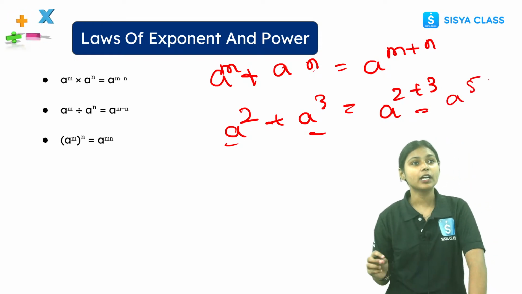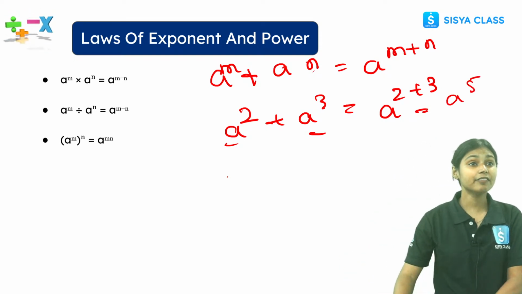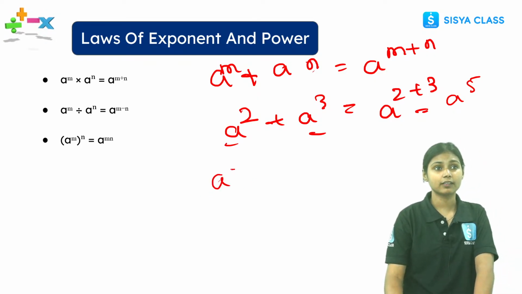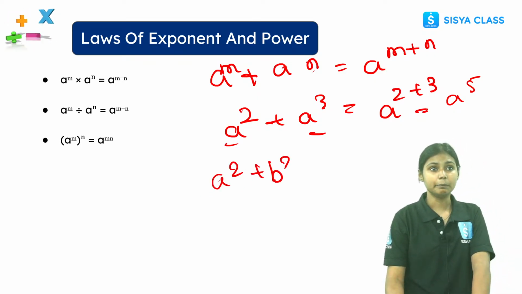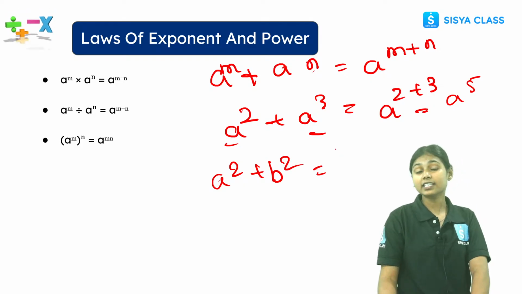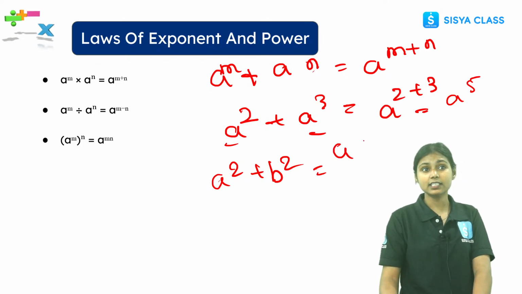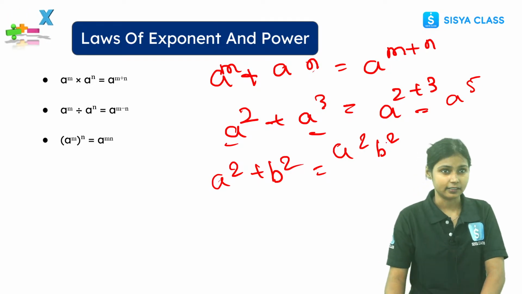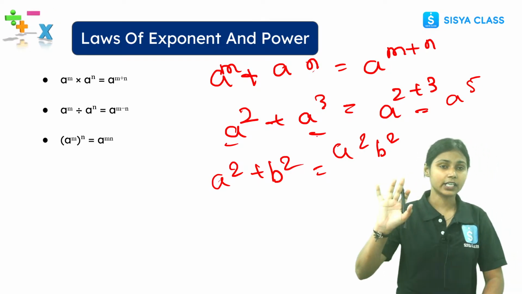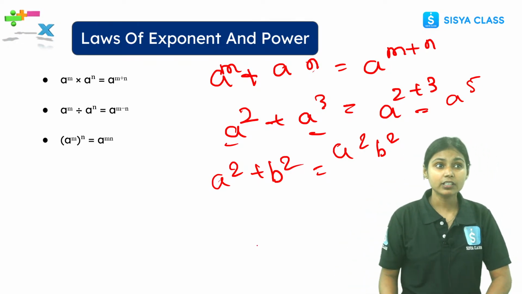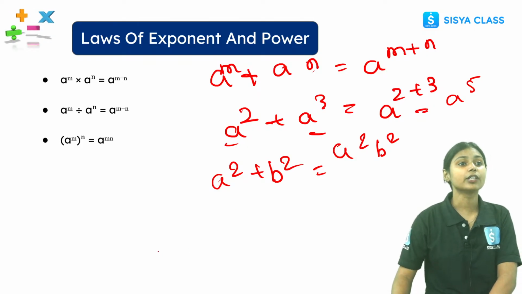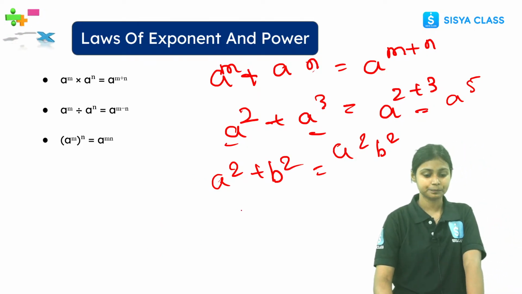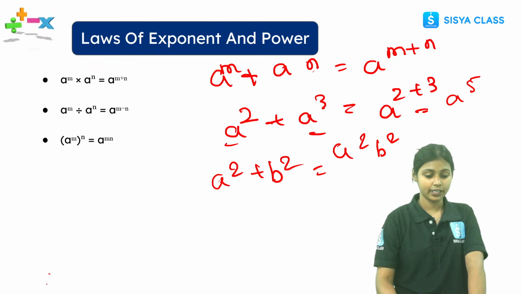So that's how we are going to do whenever the variable is same. Let's suppose if the variable is different, for example a squared plus b squared, then in this case what are we going to do? Can we add this a squared plus b squared? No, we can't add it. So in this case it will remain the same. Whenever the variable is same, then we are going to add the power. Clear everybody? Okay.